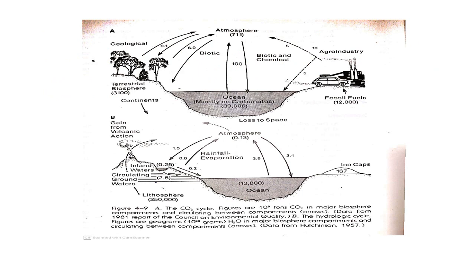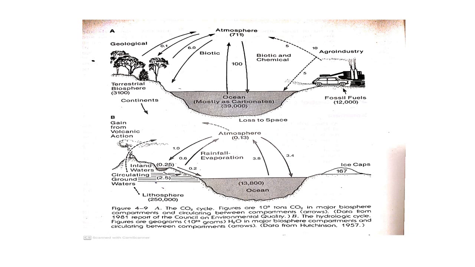This figure shows the water cycle and carbon dioxide cycle. Figure A shows the carbon dioxide cycle, where carbon dioxide is being released from agro-industry and fossil fuels to the biotic and chemical communities, and the discharge goes either to the water or to the atmosphere, from where it is being added into the oceans as carbonates. From the atmosphere it goes to the biotic community and to the plants. The plants are absorbing carbon dioxide during the process of photosynthesis, and the carbon dioxide from highland or uphill is also being lost to the continents.